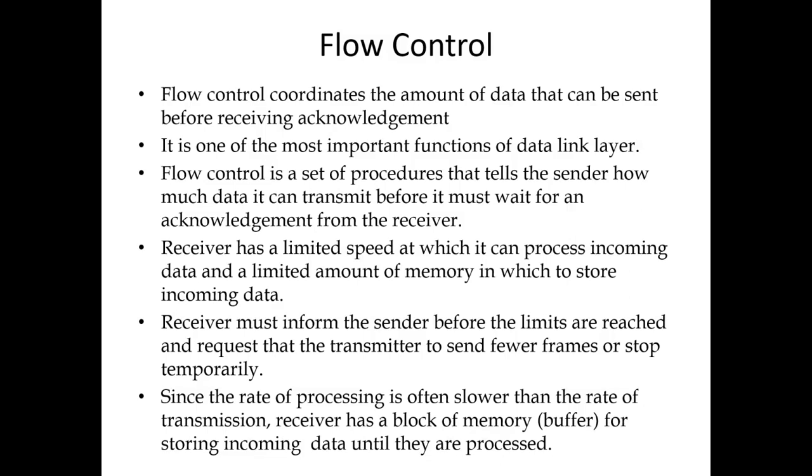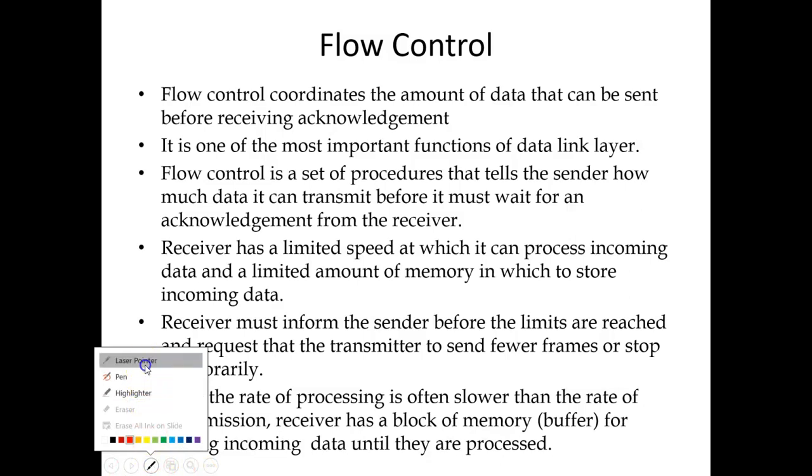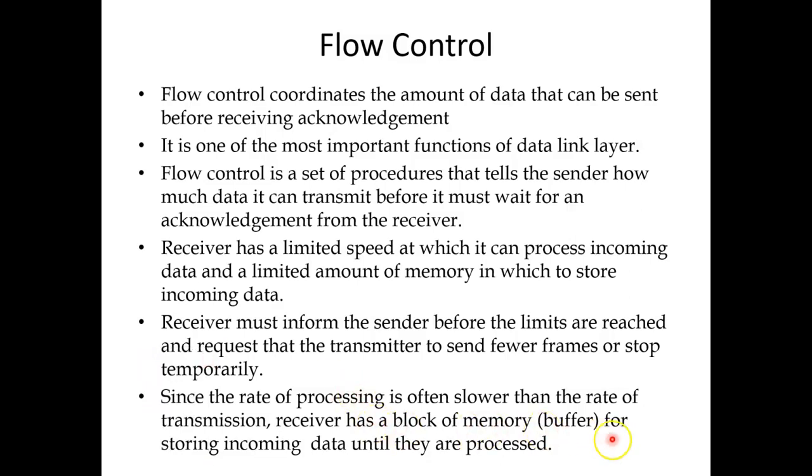If there is a fast sender but the receiver is very slow, what will happen? The data will be sent from the sender, but the receiver doesn't have the capability to capture all of that data. At that time, it will use a concept called the buffer. A buffer is a small amount of memory used to store the data until it is processed. Whenever the receiver is busy doing other work, the data will be stored in the buffer. Whenever the receiver is free, it will go back to the buffer and get the data.